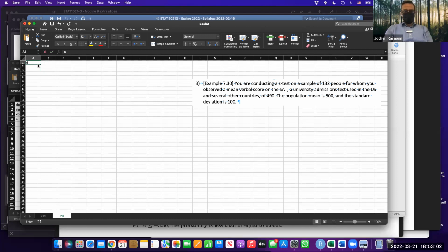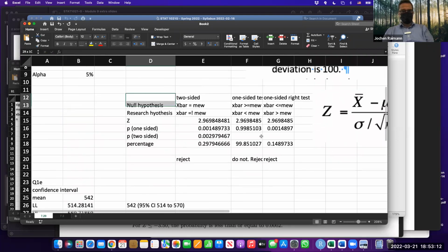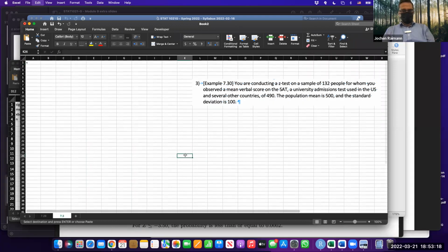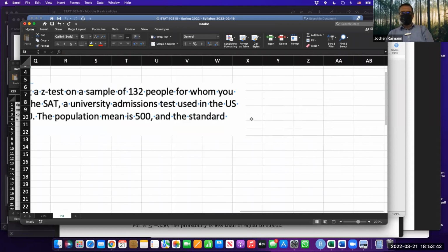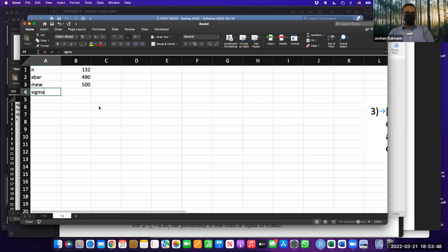You have N of 132. Let me zoom in a bit and transfer this over. So now you can bring this table that we had here, you can literally copy this over. But just the table, not the formula calculations, because this we need to do again. Okay, so we have an N of 132. We have an X bar of 490. We have a mu of still 500. Standard deviation is still 100. Mu 500, sigma 100.